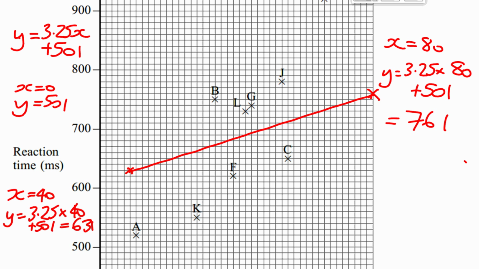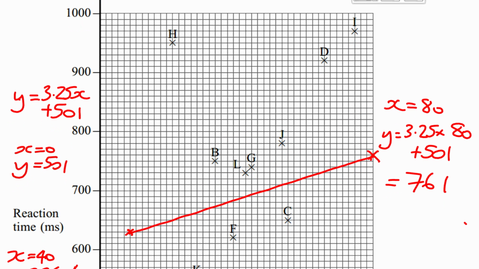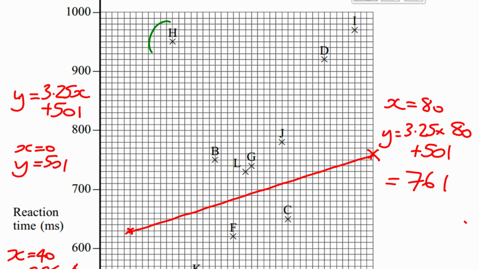So there is our graph and our regression between the two. What can we work out from this? Let's have a quick look up and down. Here we've got some big outliers, haven't we? Well away from our regression line, H, D and I.